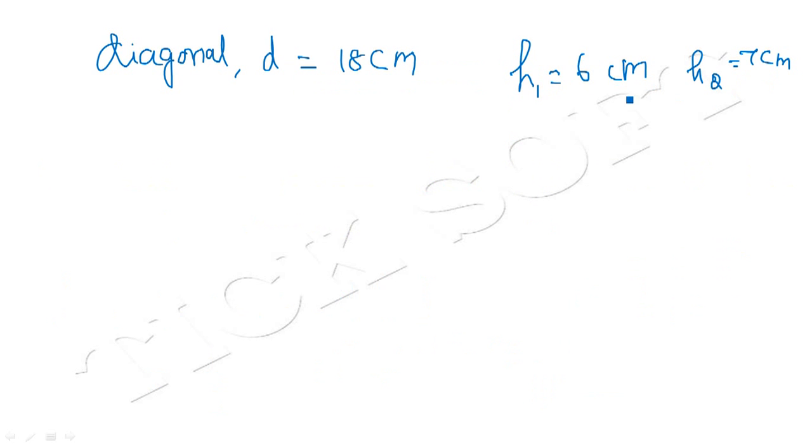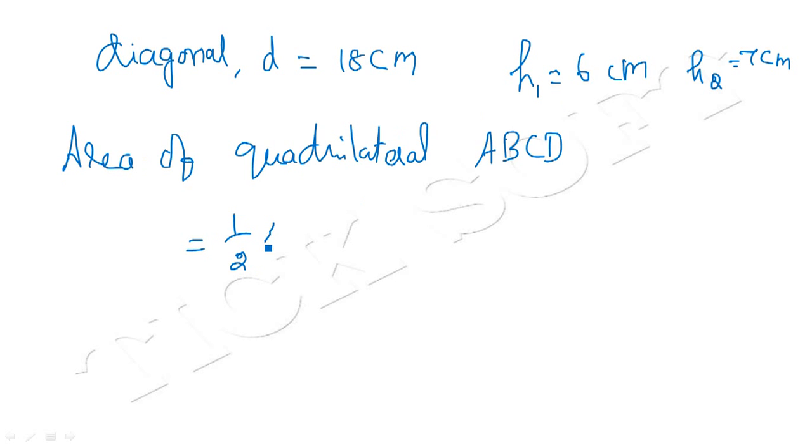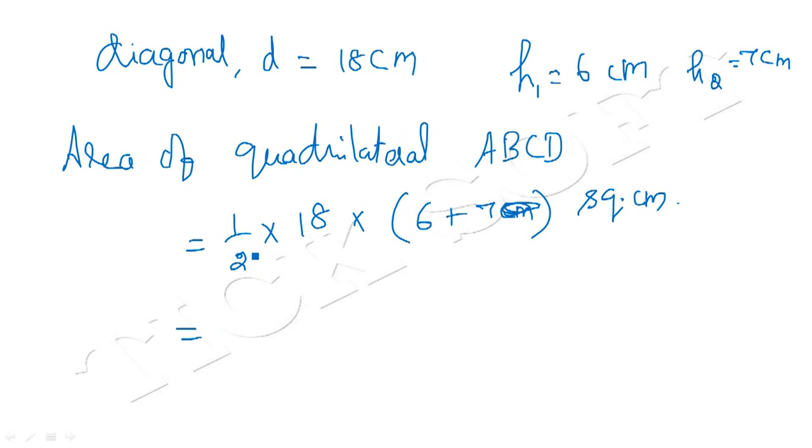If we want, we can take this 7 centimeter as H1 and this 6 centimeter as H2. And now we are going to find out the area of quadrilateral ABCD. So this is equal to half into the value of D, which is 18, into H1 plus H2. Here the value of H1 is 6 plus H2 is 7. So if we cancel these two values by using the second table, we get 1 into 2, 2 and 9 into 2, 18. Now 1 into 9 is 9. So this into 6 plus 7, 13 square centimeter.